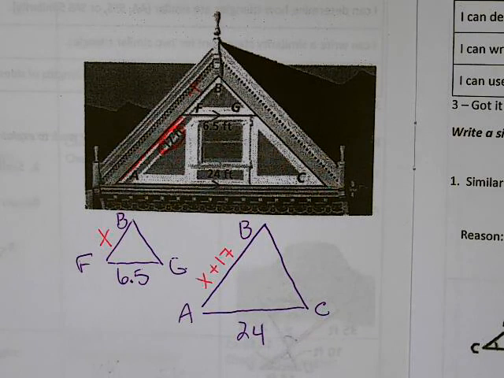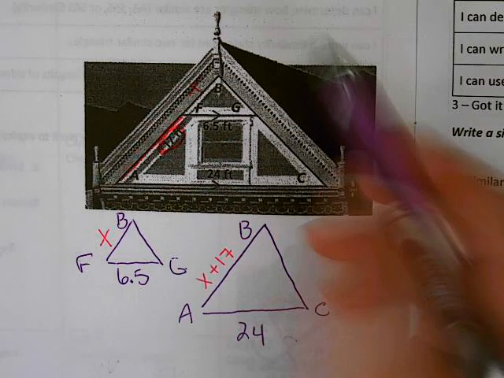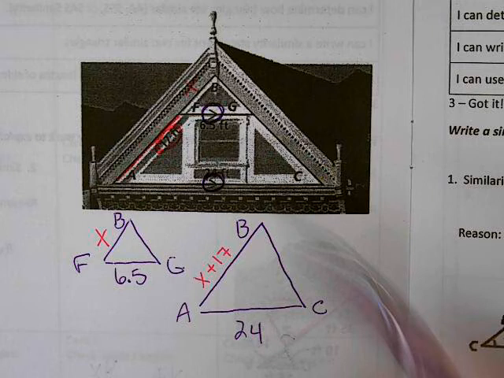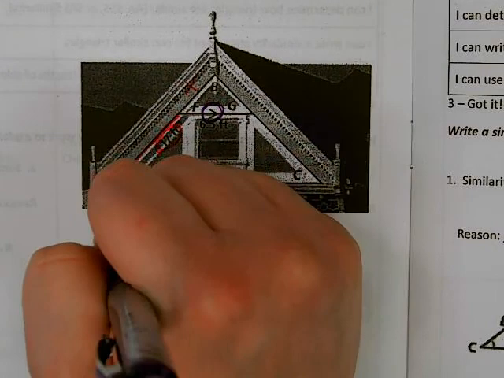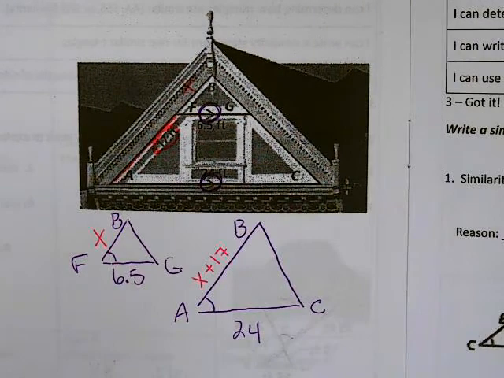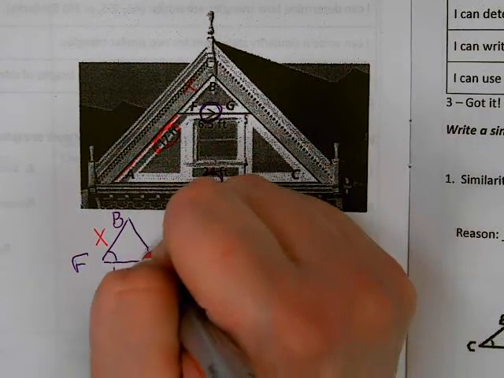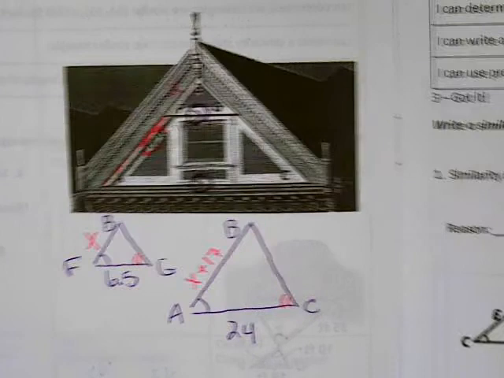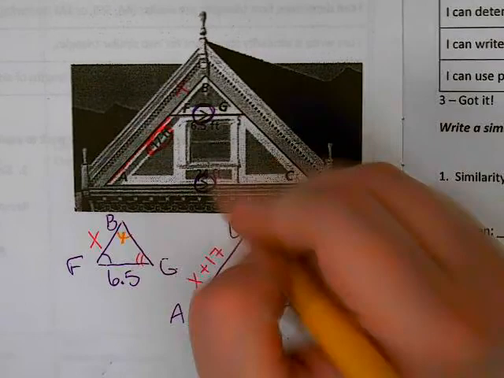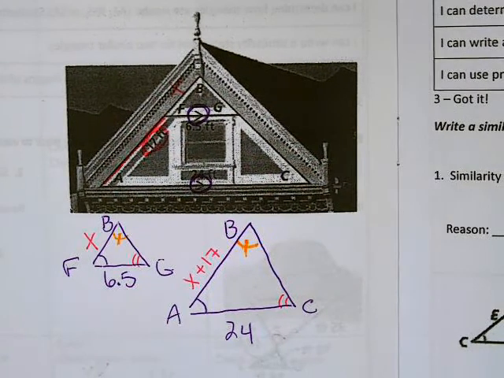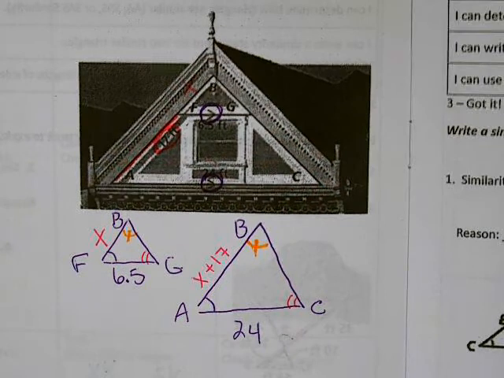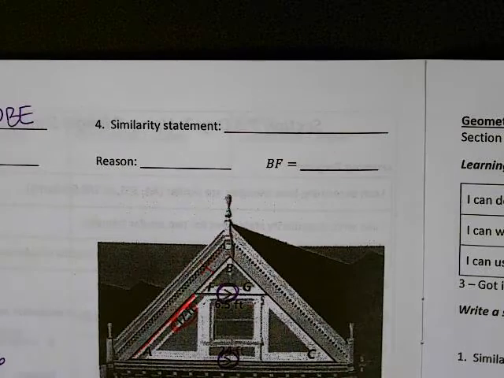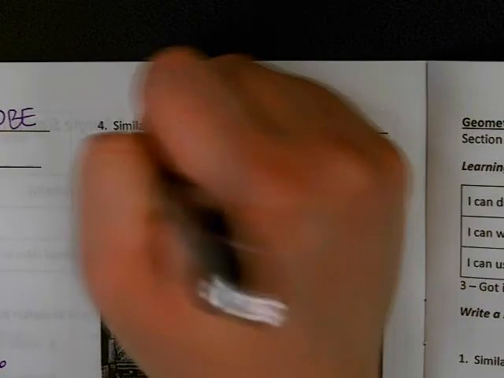Now we have to know if these are even similar or not. So the thing that I forgot to mark on there is that these lines are parallel to each other, which means these angles are going to be congruent because they're corresponding. And these ones would be congruent because they're corresponding. Or if you saw it, angle B is being shared in both of them. So we could use reflexive property there too. Either way, you get at least two of the angles to be congruent. We got all three in this case. But our reasoning then for these triangles being similar would be angle-angle similarity.